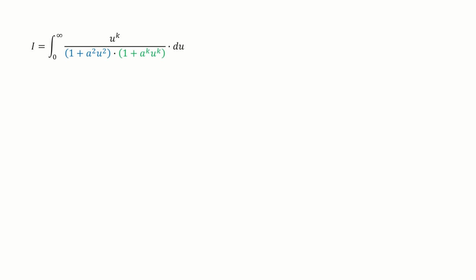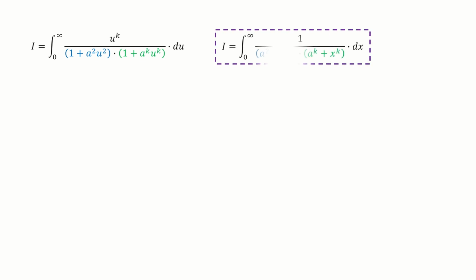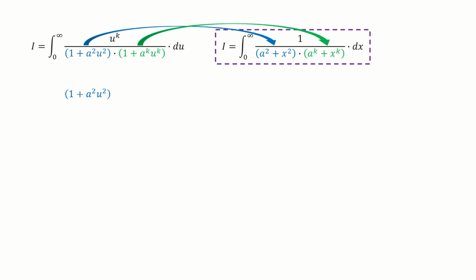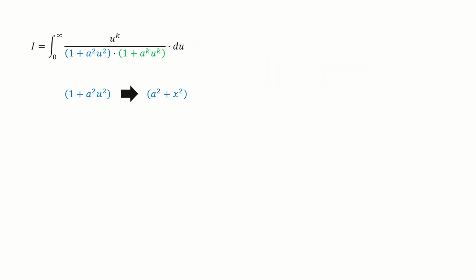I copy it here, and record the original problem here. If we compare the blue term to the blue term, or compare the green term to the green term, we can find they are very different. But the idea is we want to convert it into the original format. Here I take this blue term for example, and I want to convert this blue term into a squared plus x squared. So what should we do?